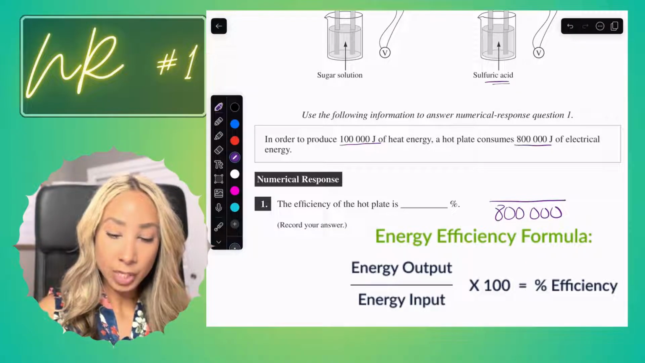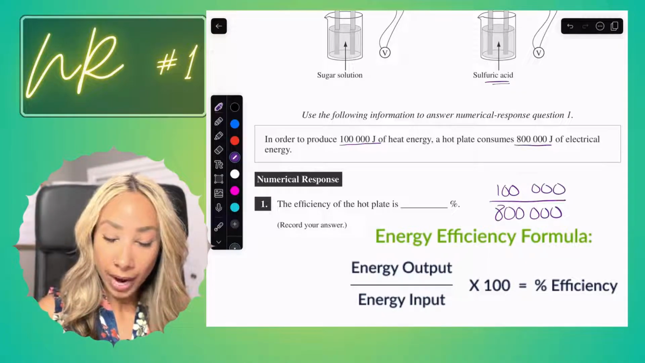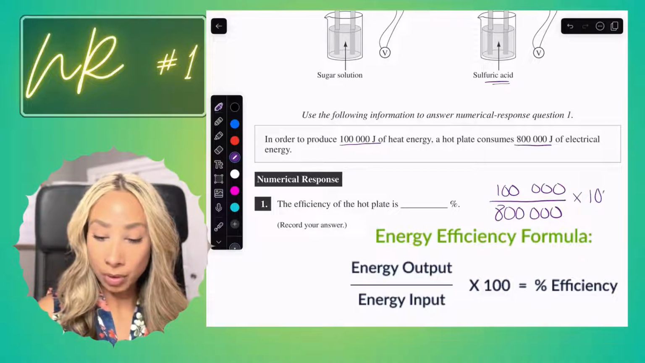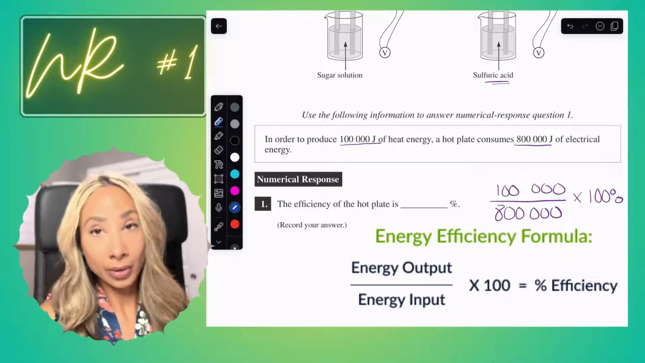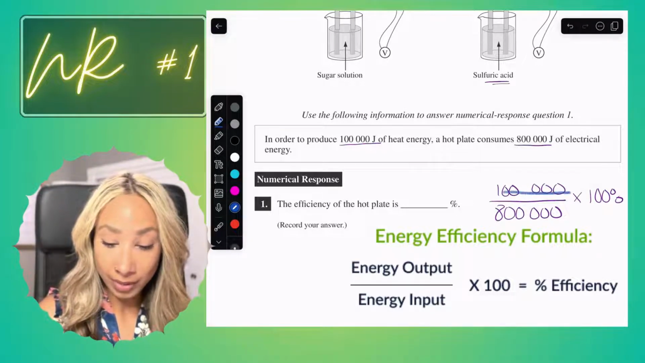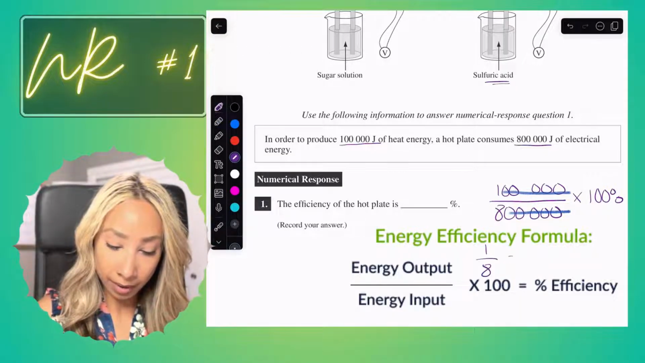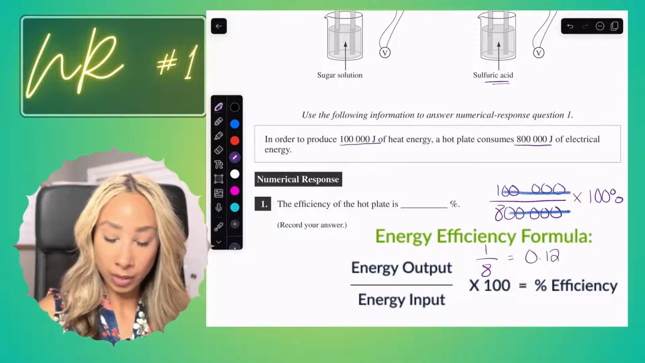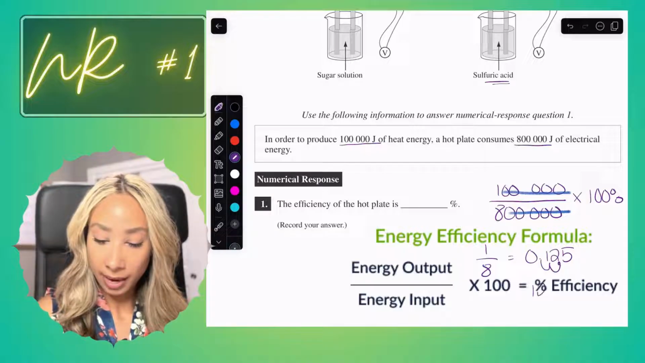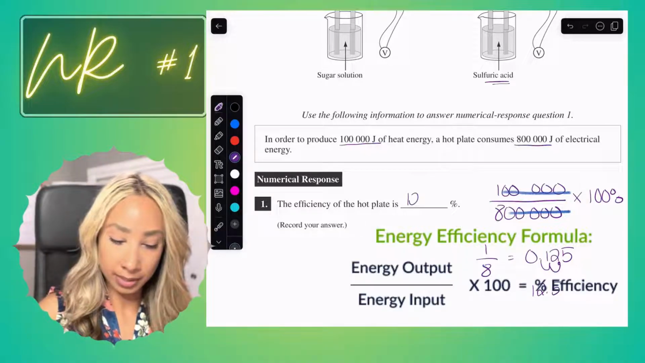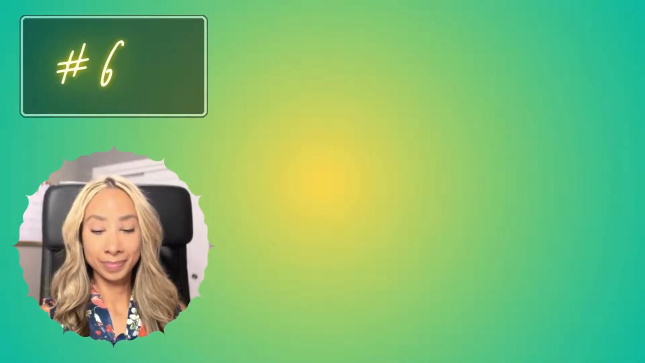and our output is 100,000. To figure out how efficient this is going to be, we'll divide those two numbers and times it by 100. This one, honestly, like a little bit of a math lesson, we can really just knock off the zeros here. And we can say, well, okay, it's really going to be 1 out of 8, which is 0.125 as a decimal. Multiply that by 100. That's going to get me to 12.5%. So that's our answer.